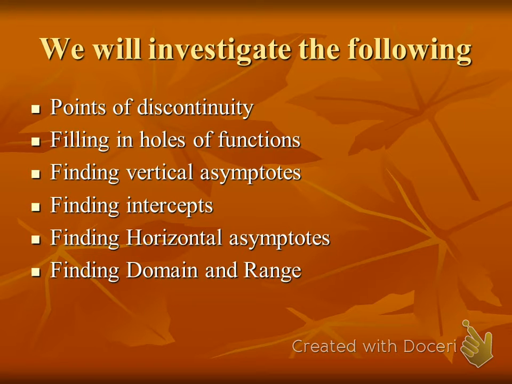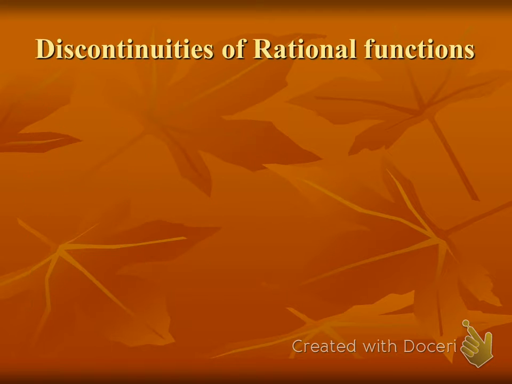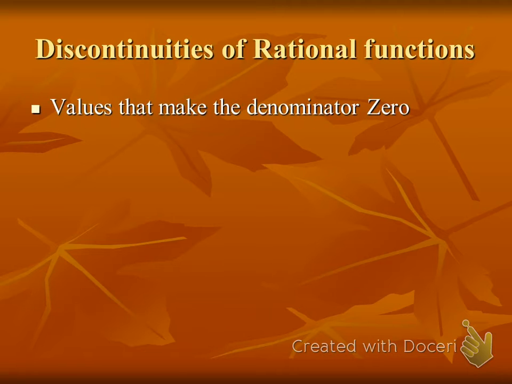We're going to be mostly focusing on domain of these rational functions, and then we're going to be using all of this information to sketch the graphs. And in the discontinuities of rational functions, we said that there's two types of discontinuities. Both types of discontinuities are always values that make the denominator equal to 0. So for rational functions, the only domain question is, does it make the denominator 0?